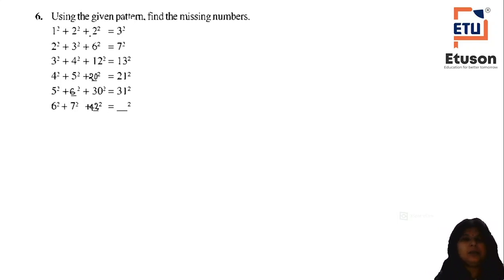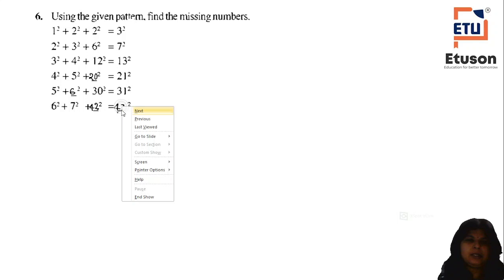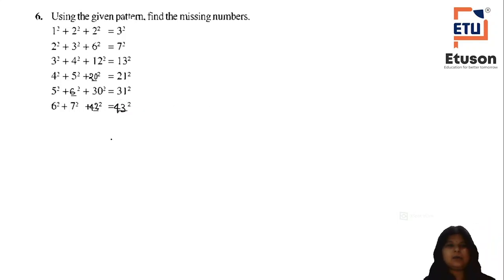It is nothing but the next number of the third term. So you have 3 square here. After 6 it is 7 square. After 12 it is 13 square. After 20, 21 square. After 30, 31 square. And here you will get 43 square. Correct, children? Hope you have understood. All of them are very easy, right?